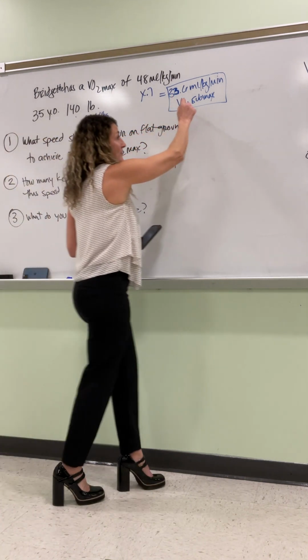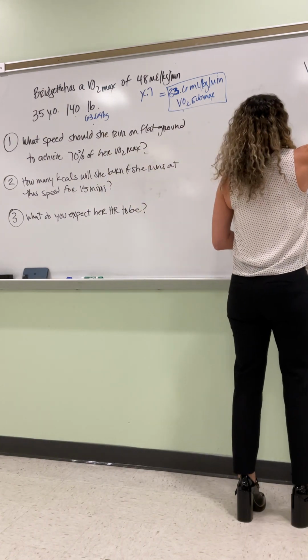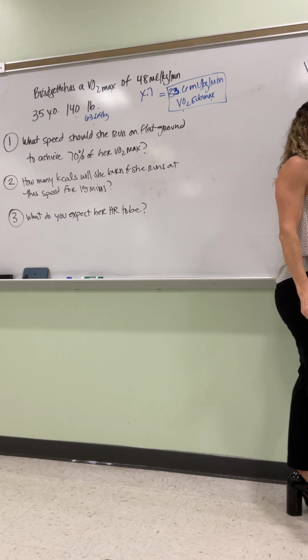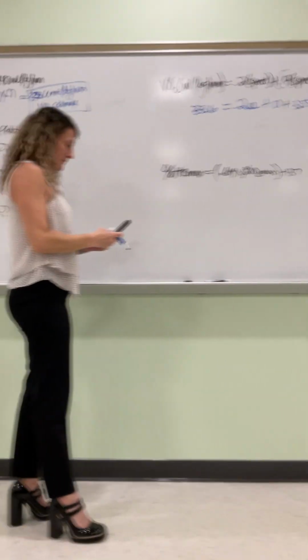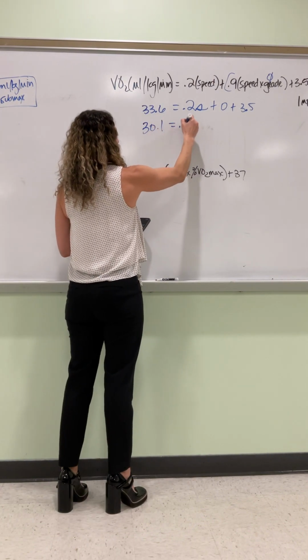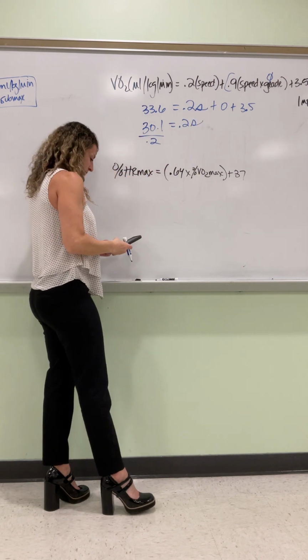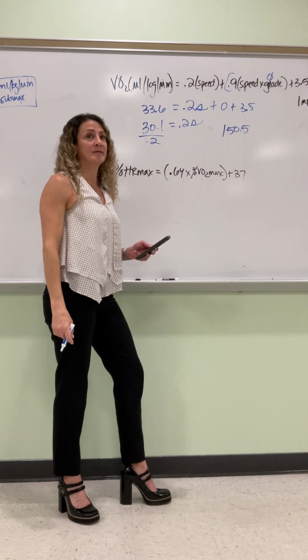I'm going to plug in the submax number to my running formula and solve for speed. So I'm going to put 33.6 here. 0.2 times the speed is what I'm solving for. The grade is going to be 0, so this whole piece is going to be 0 plus 3.5. So I'm going to subtract 3.5. I get 30.1 equals 0.2 times S, and what do I do? Divide by 0.2. That gives me 150.5. What is that?